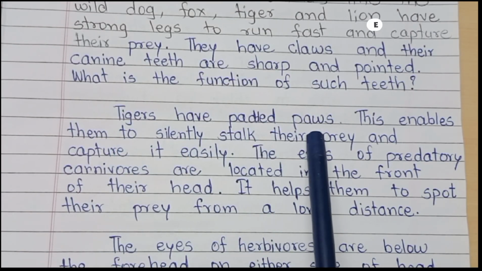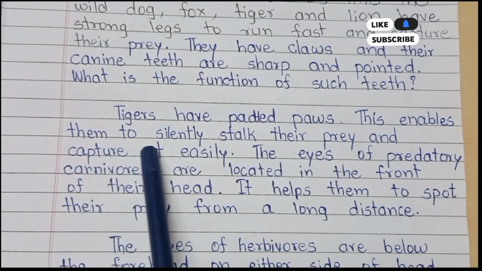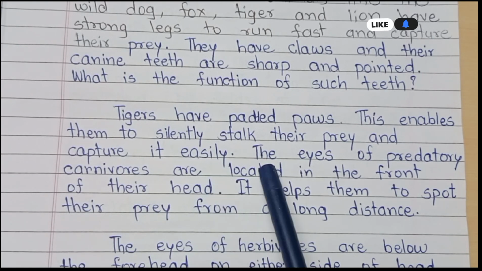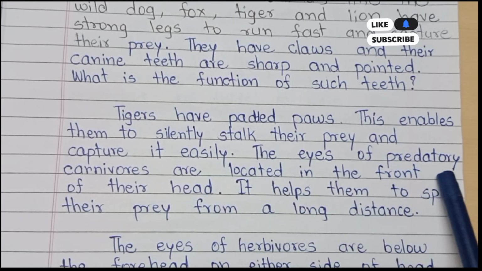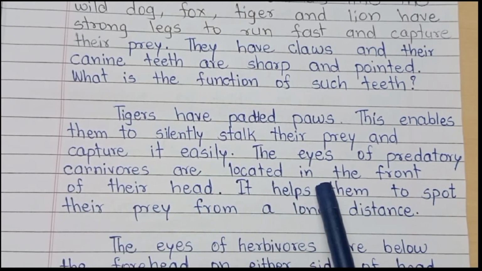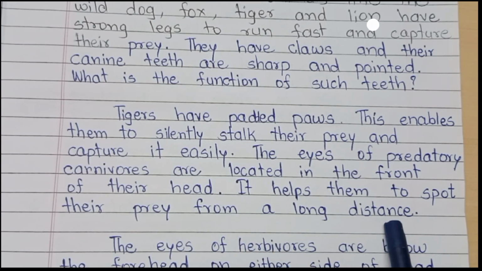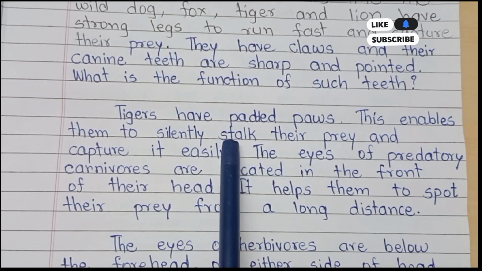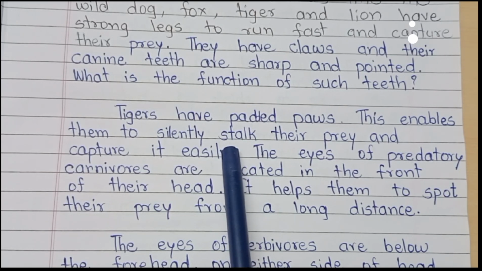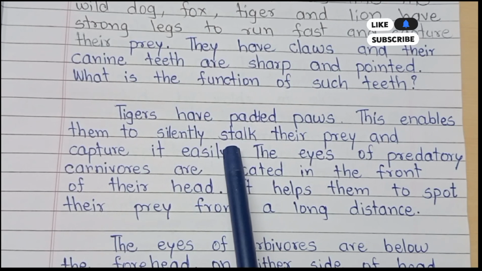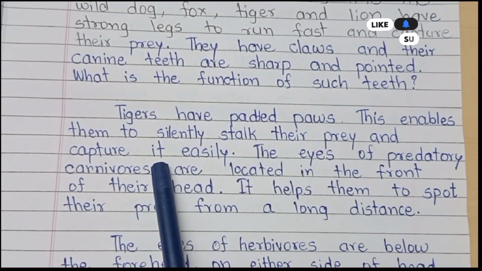Tigers have padded paws. This enables them to silently stalk their prey and capture it easily. The eyes of predatory carnivores are located in the front of their head. It helps them to spot their prey from a long distance. Stalk means what? To follow an animal or person as closely as possible without being seen or heard, so they can capture it easily.